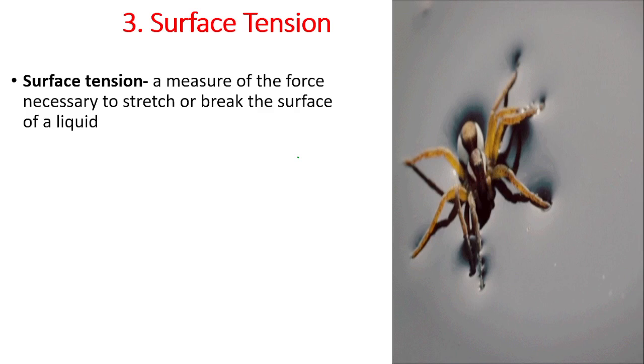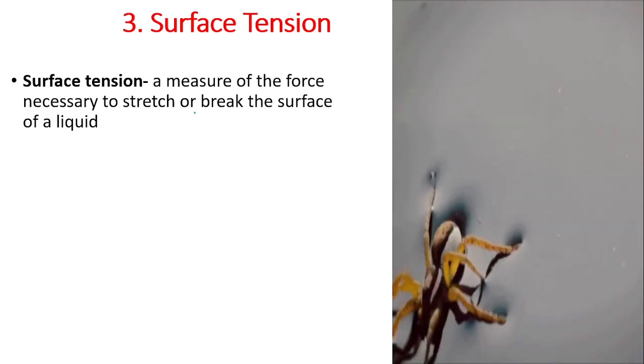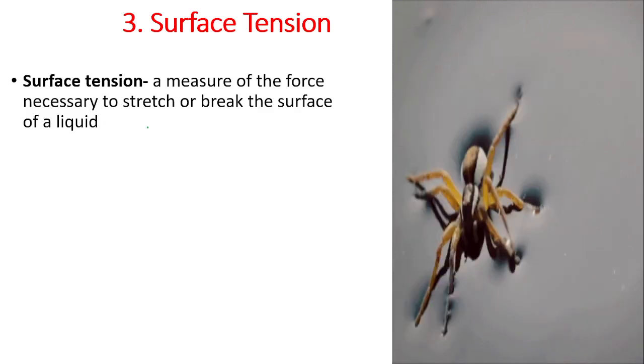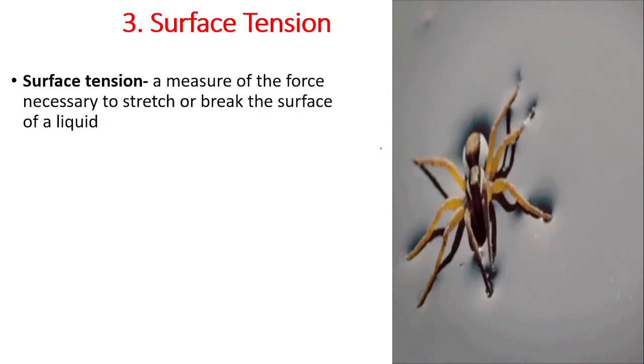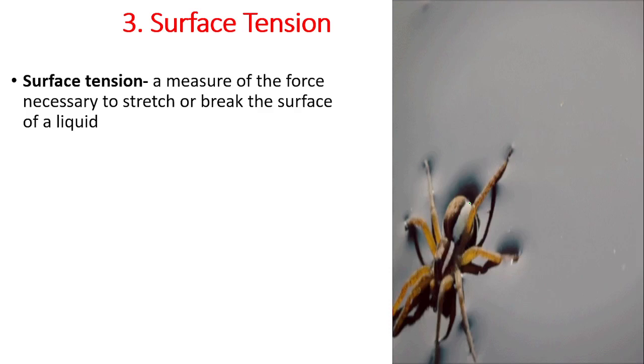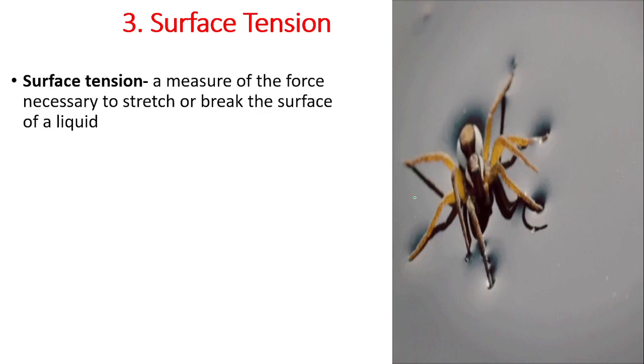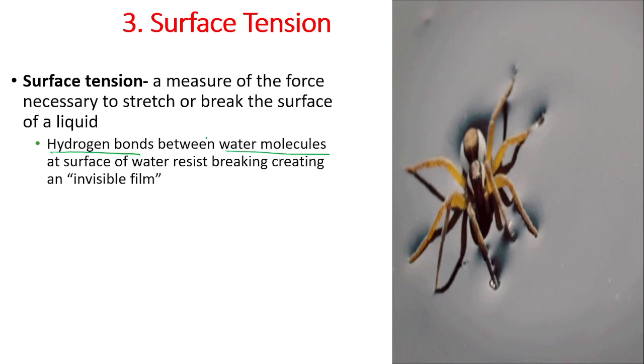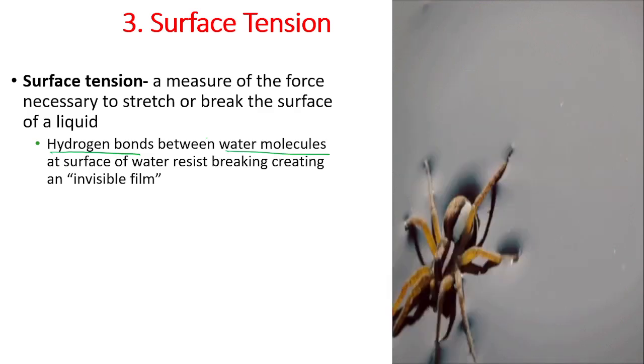The surface tension is a measure of the force necessary to stretch or break the surface of a liquid. But water has such a high surface tension that it's very hard for anything to break it unless that thing is very strong or heavy. This insect is heavy, but it's still floating. Even a pin is able to float. All this is because of the hydrogen bond which exists between water molecules. The hydrogen bonds created between water molecules are so strong that it's very hard for them to be broken.